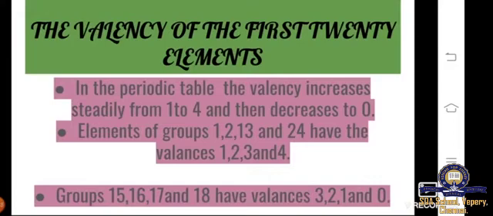Again, when we go through the groups 13 and 14, they have valencies 1, 2, 3 and 4. Groups 15, 16, 17 and 18 have valencies 3, 2, 1, 0. Here it is not increasing, it is decreasing. From 15 to 18, 3, 2, 1, 0, in decreasing order, the valency is decreasing when we move through the group.